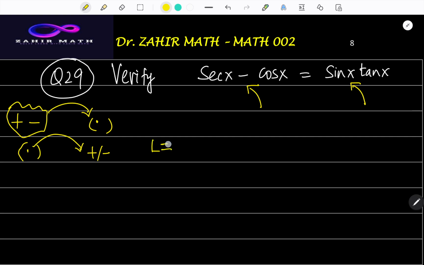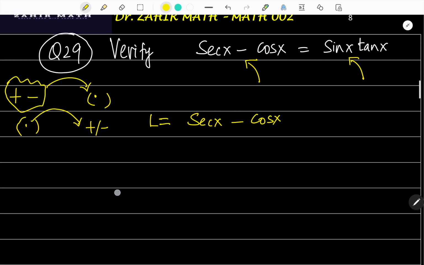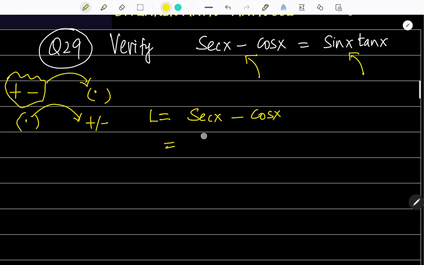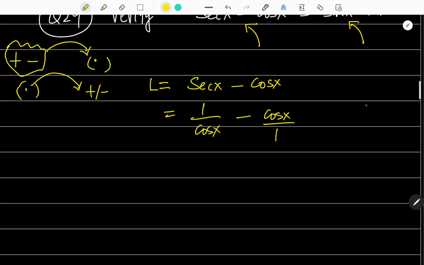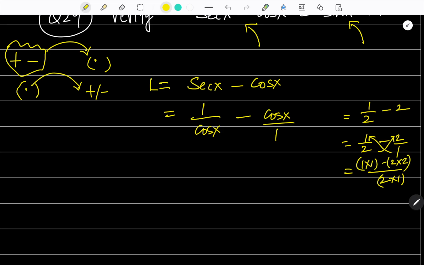So I take the left side, which is equal to secant x minus cosine x. I'll try to bring the right side. Secant x, I can write as 1 by cosine x, minus cosine x divided by 1. Suppose you have 1 by 2 minus 2 by 1. What do you do? You take 2 times 1, and 1 times 1 minus 2 times 2. The same idea, I'm going to use it.